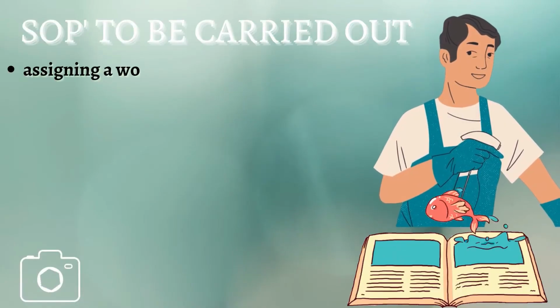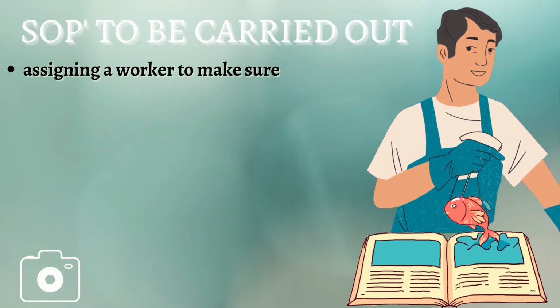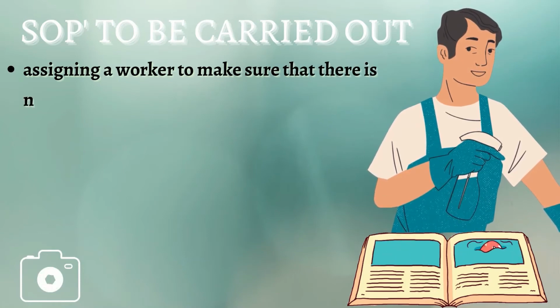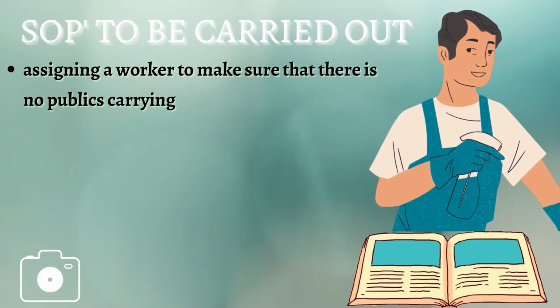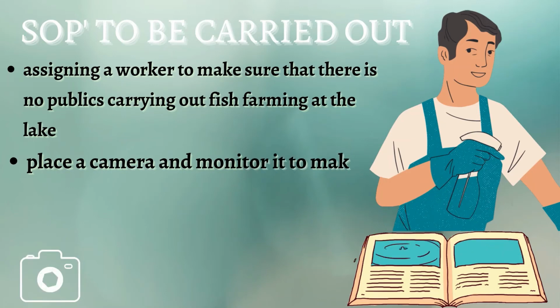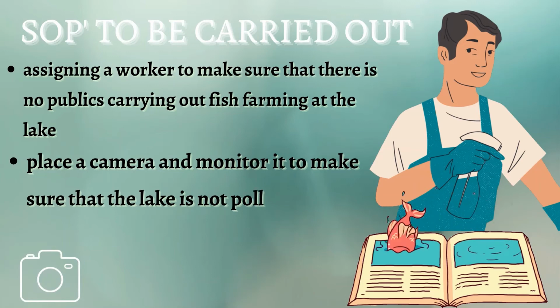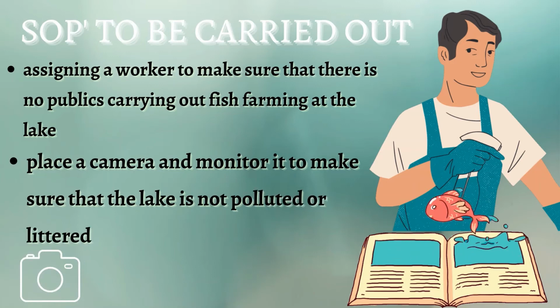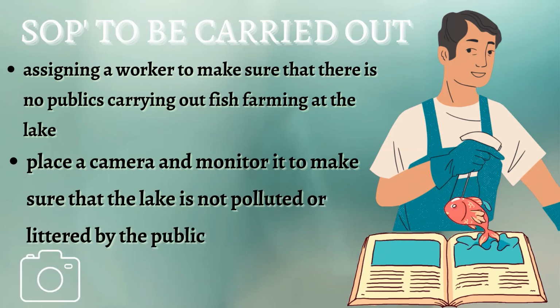The SOP needed in order to carry out risk control actions are such as assigning a worker to make sure that there is no public carrying out fish farming at the lake. This is to make sure the fishes are always healthy. Besides, we can also place a camera and monitor it to make sure that the lake is not polluted or littered by public at any time.